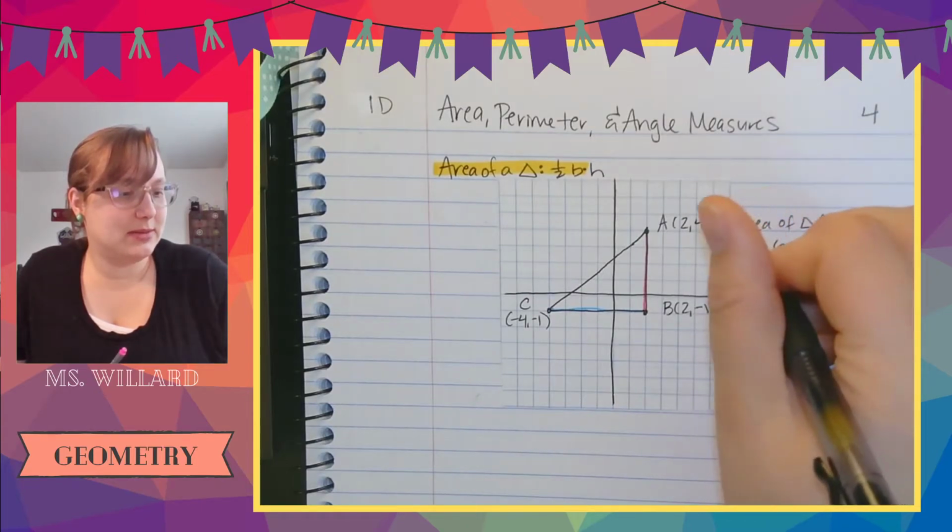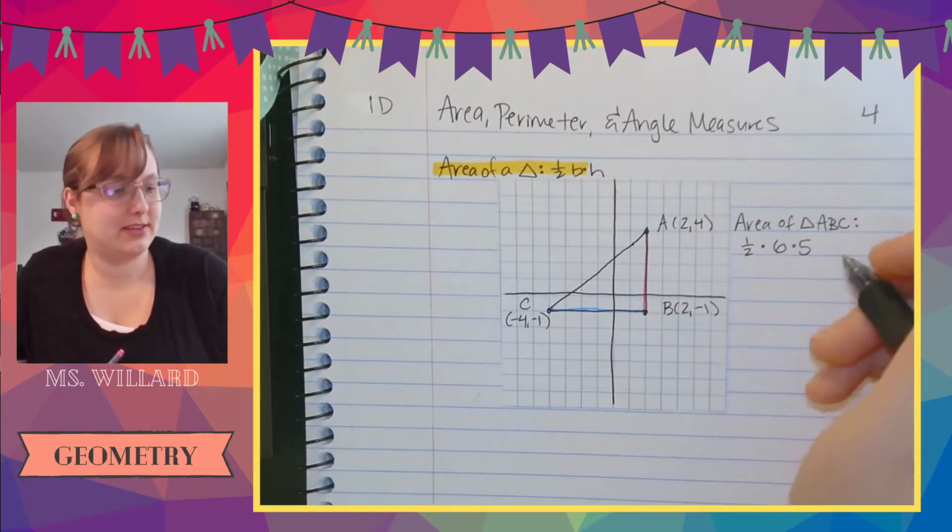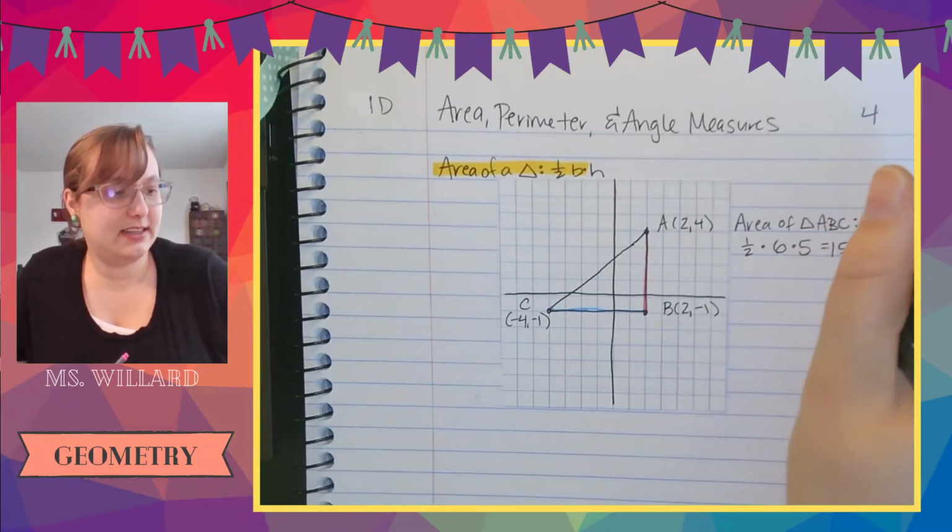And so what I do is I'm going to do 1/2 times 6, which is 3. 3 times 5 is 15. So it's 15 units squared.